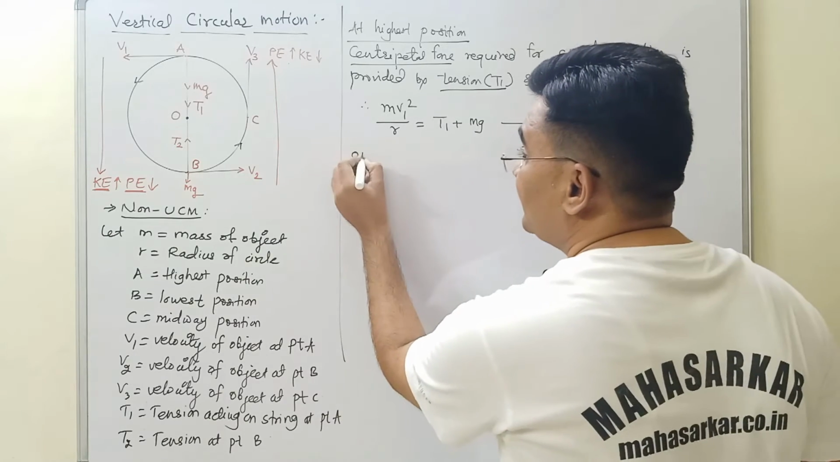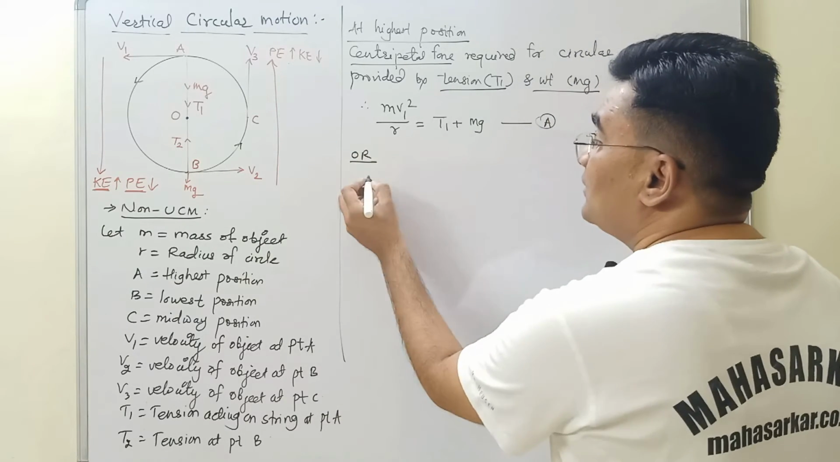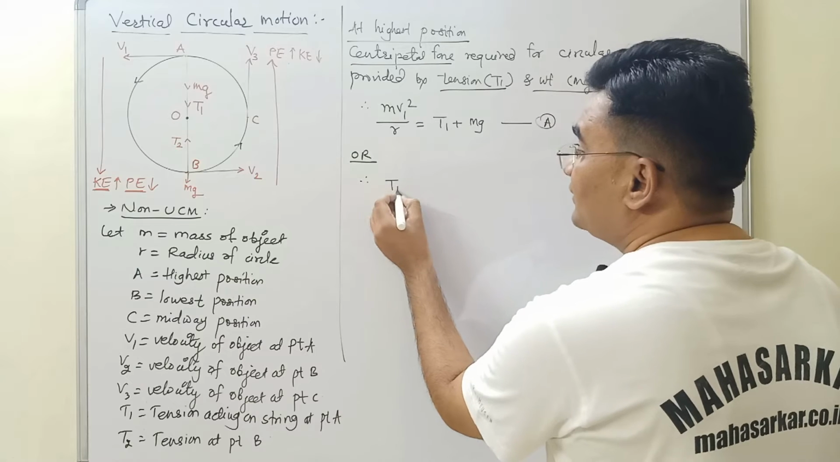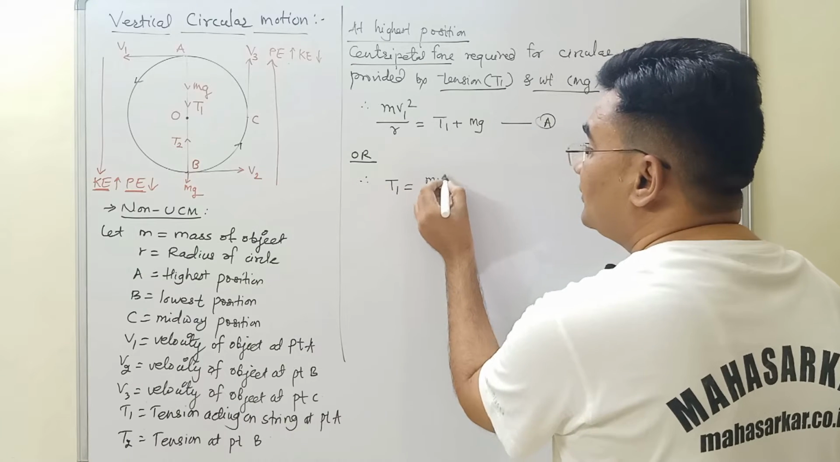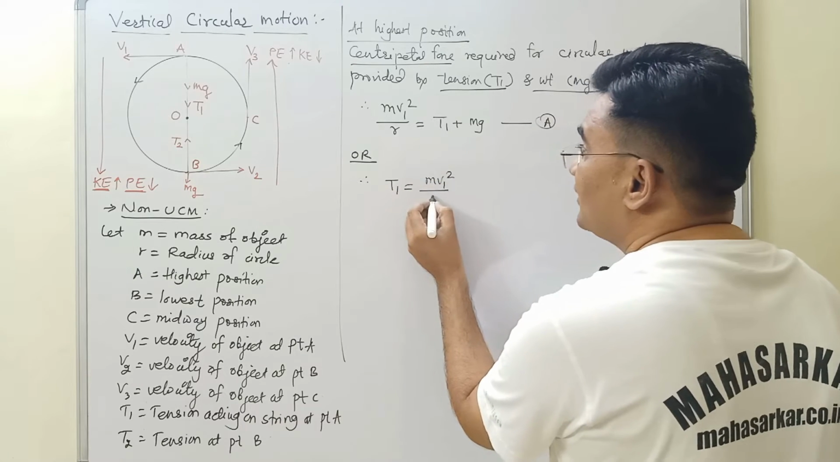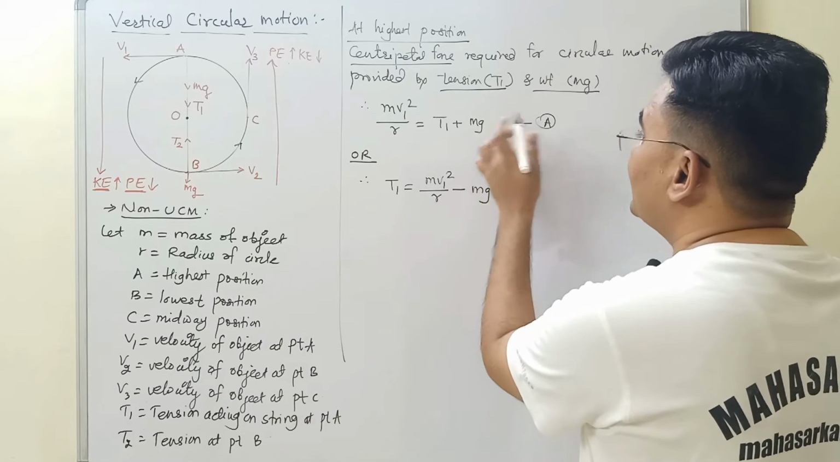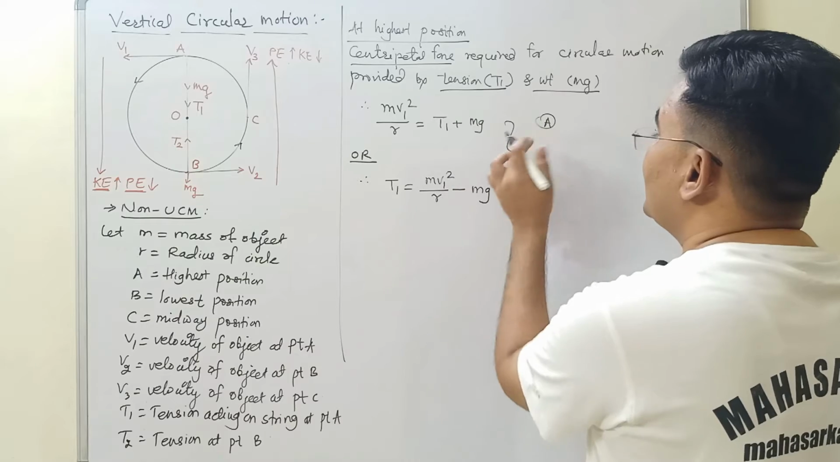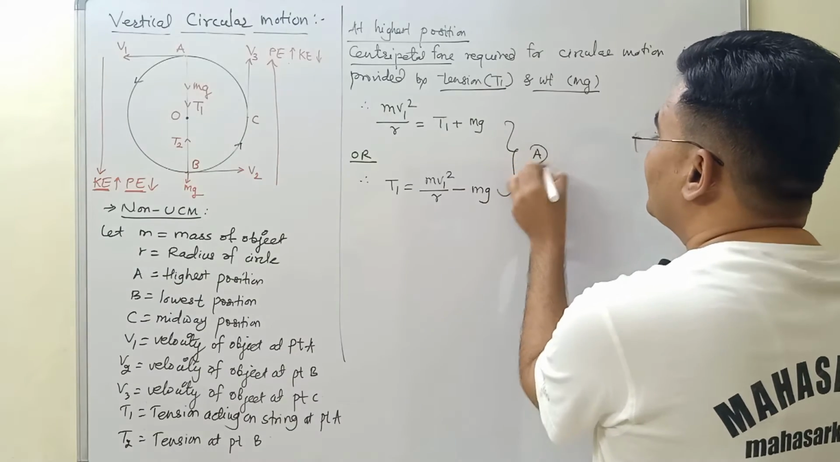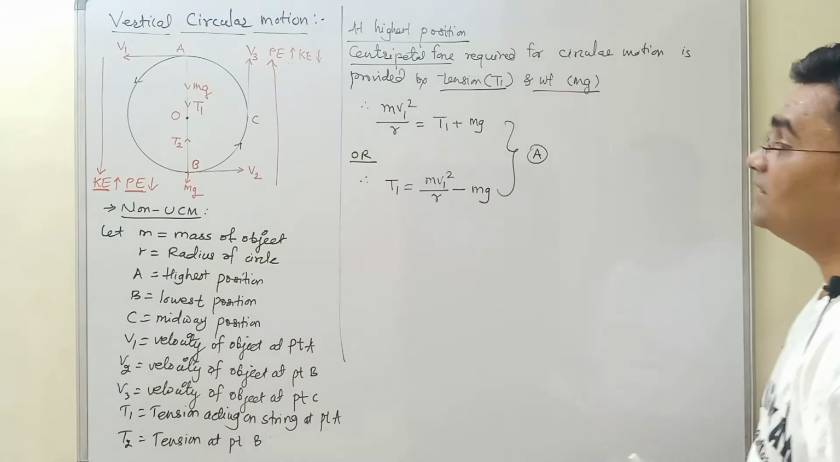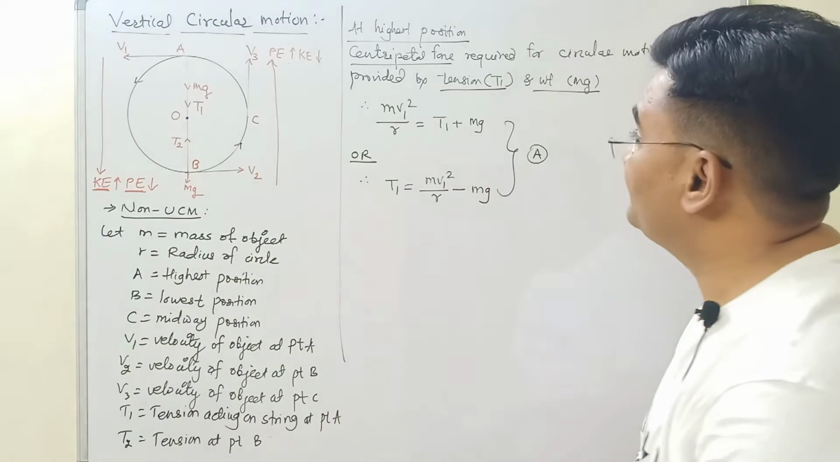Or I can write T1 equal to mv1 square upon r minus mg. So combinedly I can call this equation A. This is the condition for the highest position.